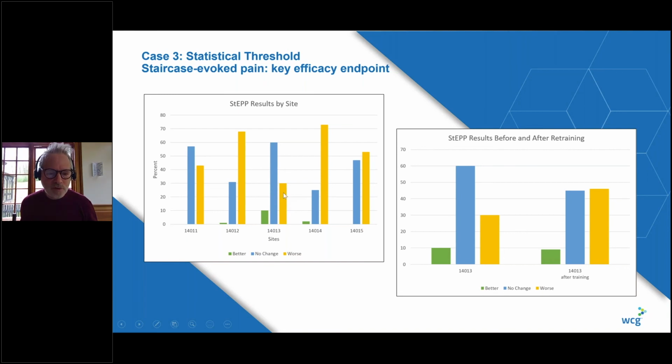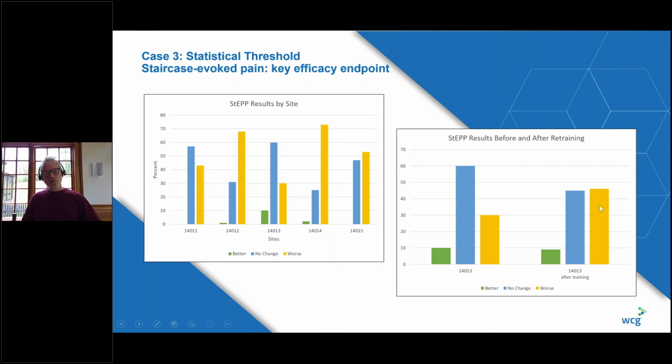They were following the protocol, but in addition to that, they were having their patients walk around the research center all day long instead of sitting still, and that caused the patients to be impervious to the staircase maneuver. Their pain didn't get worse. Once we retrained that site to let the patient sit still between the staircase maneuvers, then all of a sudden this yellow bar started looking like what it did at all the other sites.